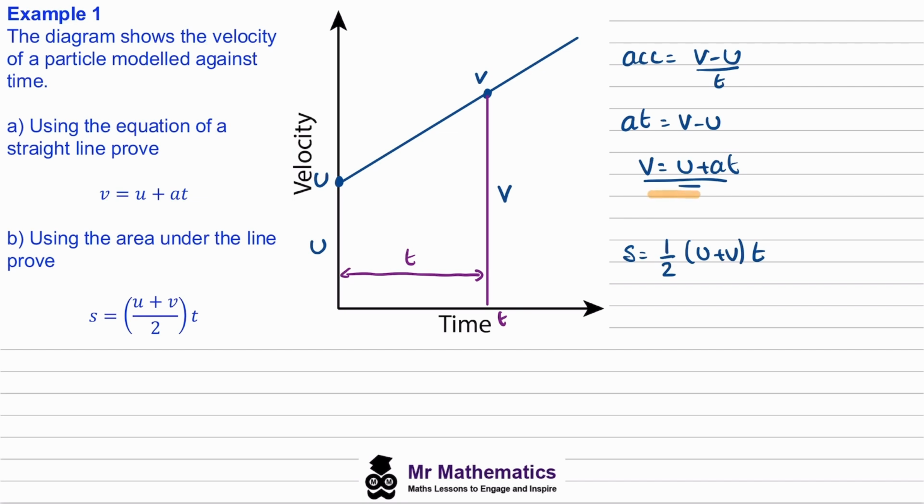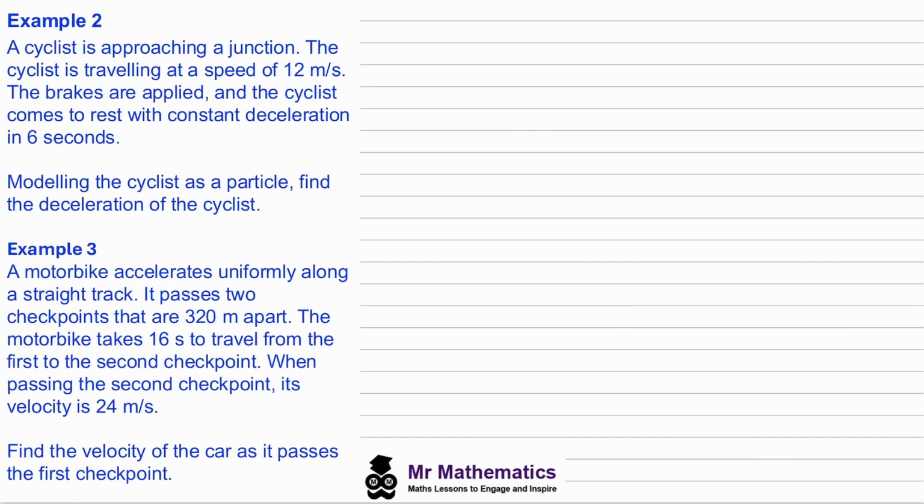And these are two really important equations that help us model motion. As we progress through the video, we'll be using these two equations. So if we look at example 2, we're told that a cyclist is approaching a junction, and the cyclist is travelling at a speed of 12 meters per second. The brakes are applied, and the cyclist comes to rest, with constant deceleration in 6 seconds. We need to find the deceleration.